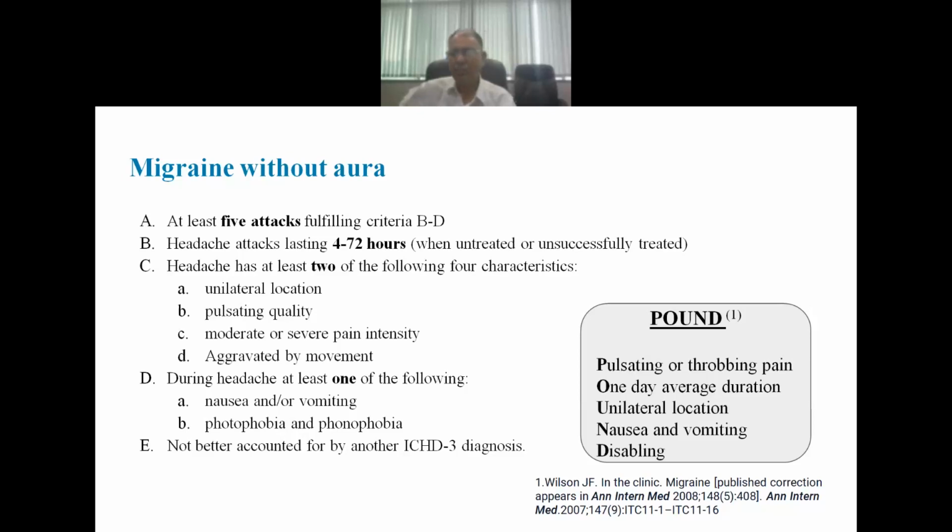I have probably made a mnemonic for recognizing, that is POUND: pulsating or throbbing pain, characteristic feature of migraine; one day average duration; unilateral location. Unilateral location is very, very important, because tension type of headache, which is another type of headache, will always be bilateral. So if you are encountering a unilateral headache, then probably it is favoring the diagnosis of migraine. Nausea and vomiting and a very disabling type of headache.